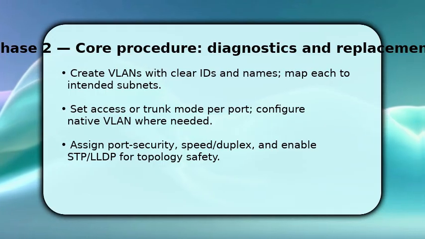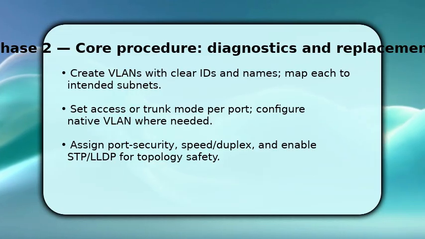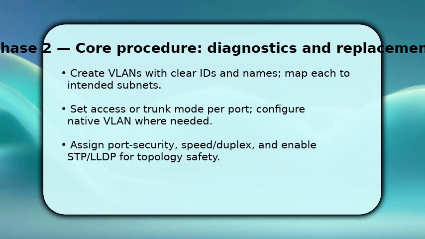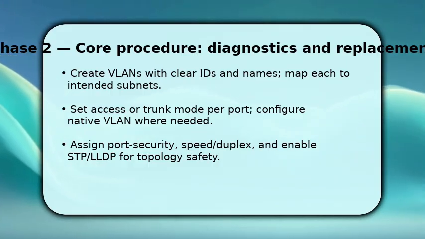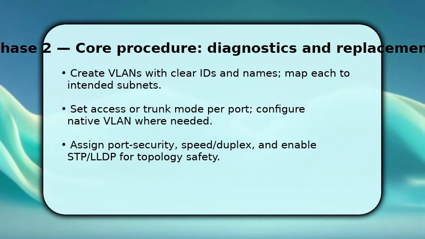Set access mode for end devices and trunk mode for uplinks, making sure the native VLAN is consistent across devices. Apply port security and speed/duplex settings to avoid negotiation issues, and enable STP and LLDP to prevent loops and help discovery. Save the running config to startup, because unsaved changes disappear after reboot.